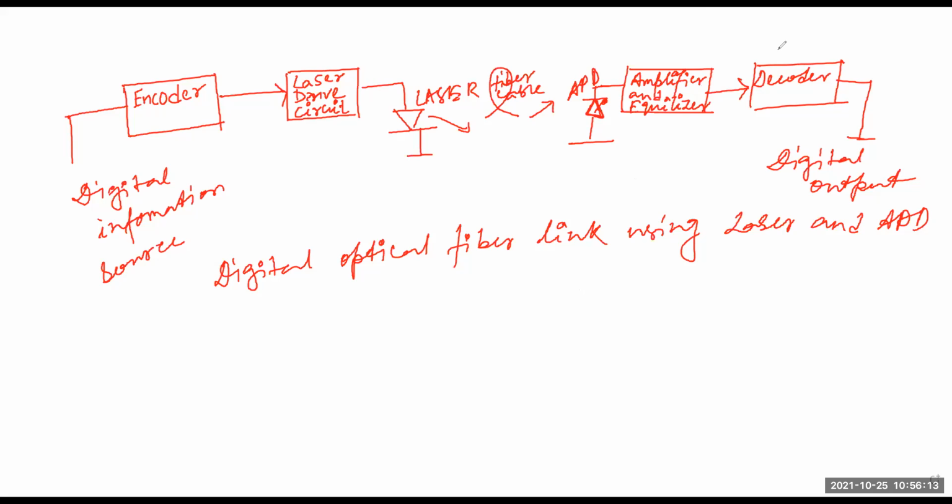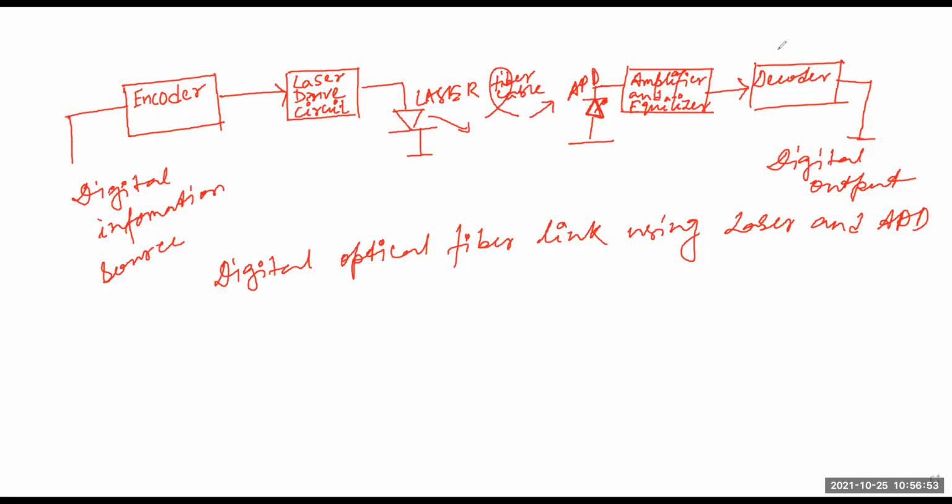the original digital output. So these are the things in the digital optical fiber link. Here the optical source is a laser and the optical detector is the APD, the avalanche photodiode. Does anyone have any question regarding this digital optical fiber block diagram?